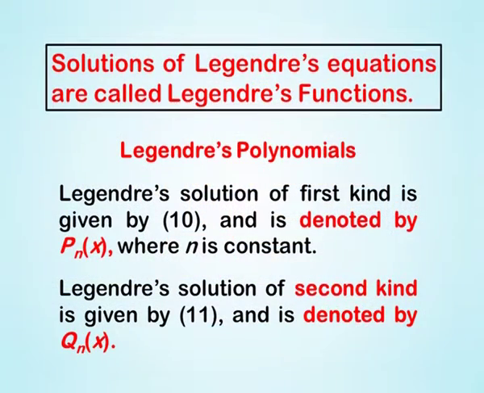Legendre solution of the first kind is given by equation 10 and is denoted by P and x, n being the subscript. Again, n is a positive integer or a constant. Legendre solution of the second kind, as we were talking about the first and the second kind, one is P and x, the second obviously will be denoted by Q and x. n in both the cases is taken as subscript.